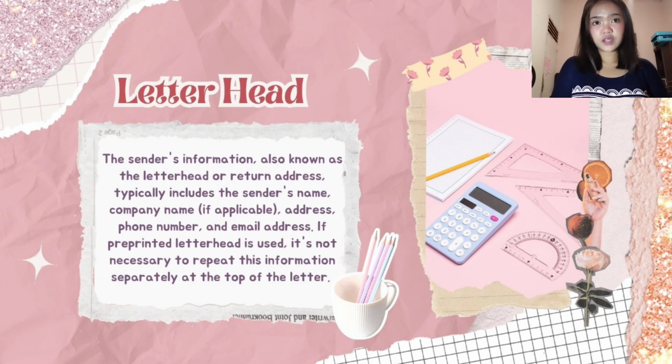The explanation of letterhead or sender's information. The sender's information, also known as the letterhead or return address, typically includes the sender's name, company name, if applicable, address, phone number, and email address. If pre-printed letterhead is used, it's not necessary to repeat this information separately at the top of the letter.